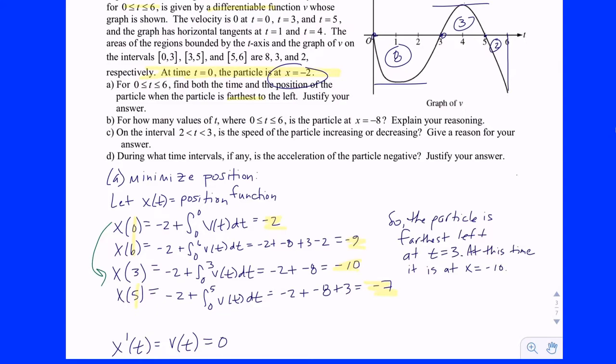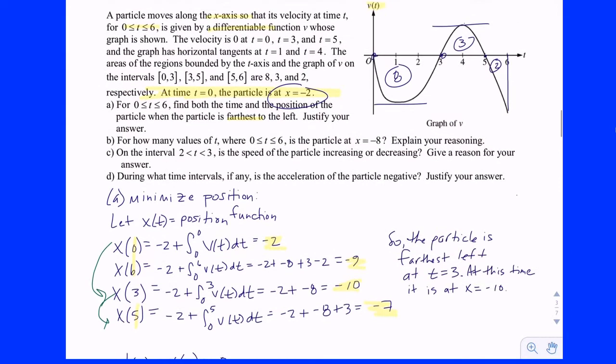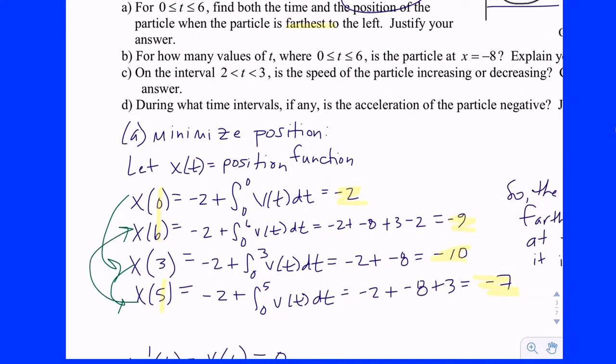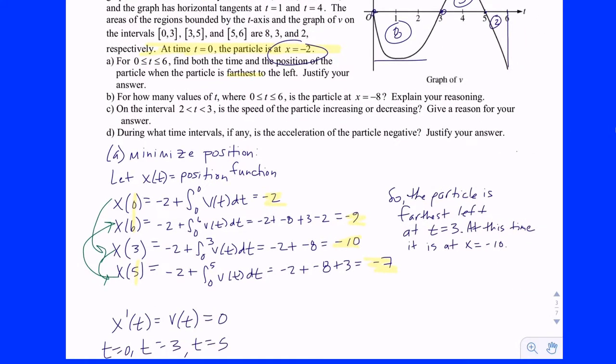Now, from t equals 3 to 5, I'm going from negative 10 to negative 7, which means I'm moving to the right the entire time. So as I go from negative 10 to negative 7, I should be passing through negative 8 for the second time. And now as I move from 5 to 6, I'm moving continuously from negative 7 to negative 9, passing through negative 8 for the third and final time.